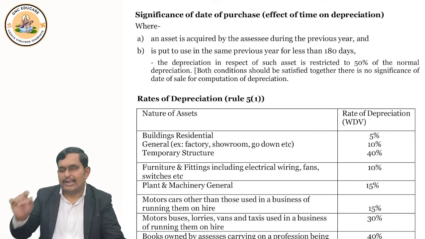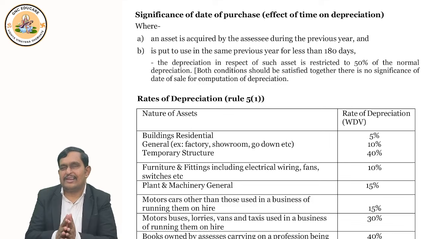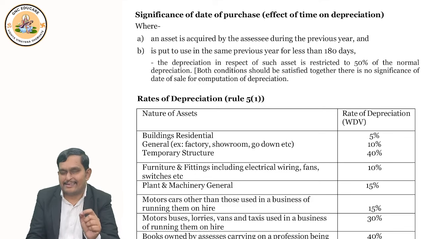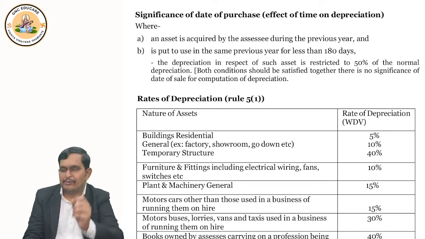Okay. Now, let me sum up for all of you. Significance of year of purchase. Is the asset purchased in the current year? If the answer is yes, then check how many days it is put to use. If it is 180 days or more, claim full depreciation. Less than 180 days put to use, half depreciation. Not put to use, don't claim depreciation. And in subsequent years, always claim full depreciation.